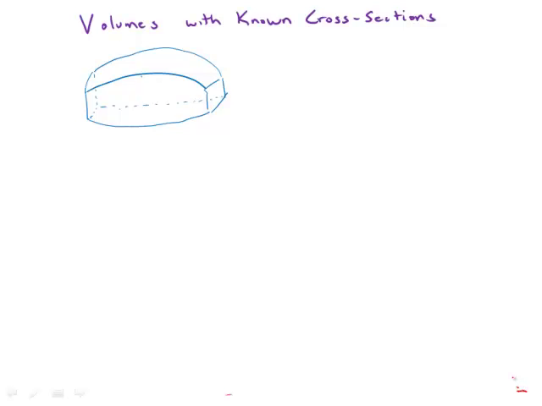So once we start using integrals to find volume, we can find the volumes of all kinds of bizarre, interesting shapes. We completely multiply our power to find volumes well beyond what we knew in geometry. So we're going to talk about first a category, volumes with known cross sections.